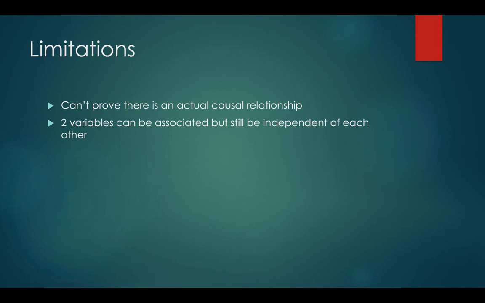There are a few limitations in measuring association between variables, such as the fact that it can't prove that there is an actual causal relationship between two variables, even if statistics prove a strong association. Another limitation includes the possibility that two variables can be associated but still be independent of each other, meaning we fail to reject the null hypothesis.